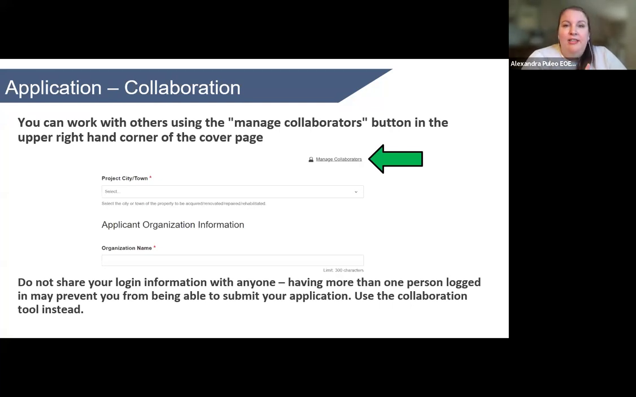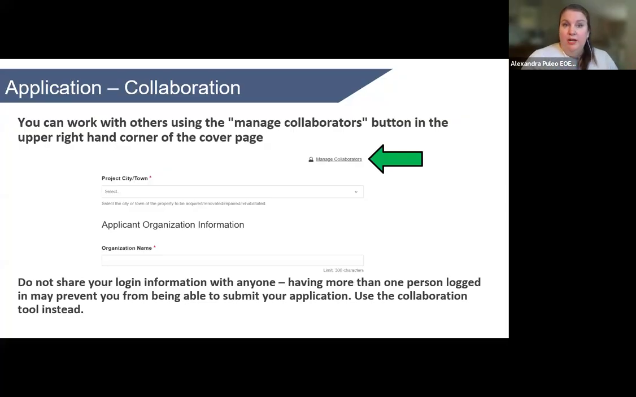Don't do that. And then the other part of this is that if you have multiple people logged in to your Submittable account, even at the same time, that can prevent you from being able to submit your application. So I have seen this happen. Please don't let it happen to you. Don't miss the deadline because you and your colleague were both using the same login to work on the same application. Submittable is going to get confused. It doesn't know which version of your application is the current one, so it's not going to let you submit any of them. Don't do that.